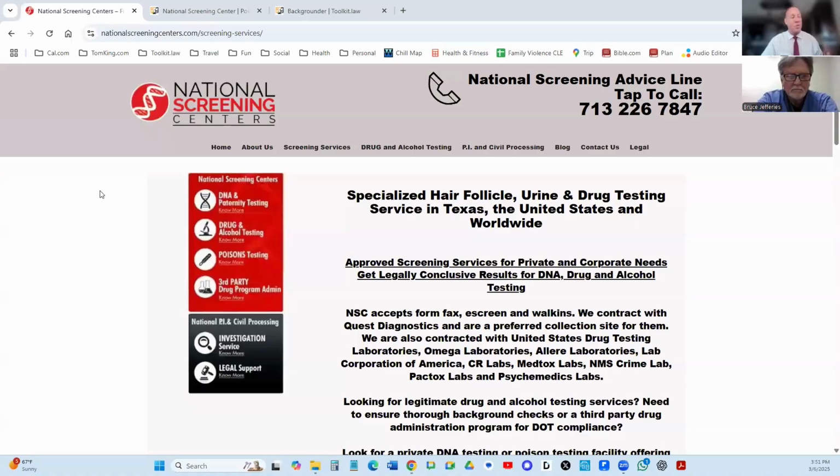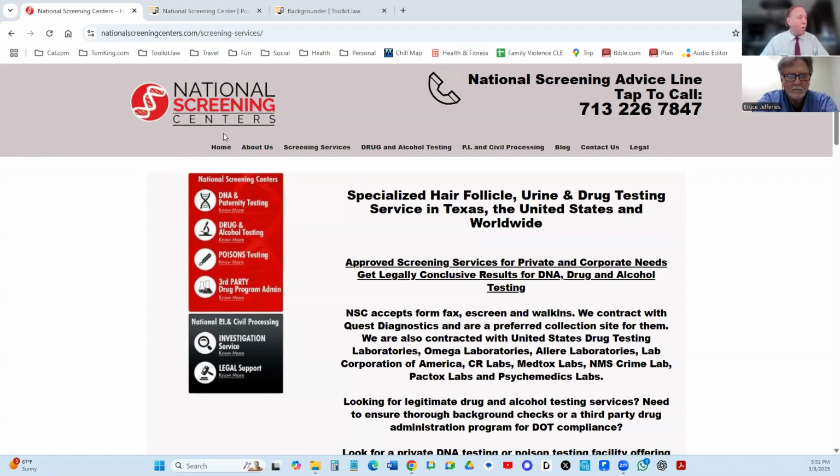I'm here with Bruce Jefferies, the owner of National Screening Centers and the company that does all of our testing at Toolkit.law for the 6 continents we serve. Well, I guess we could do a 7th continent, but for the 80 plus countries with English-based legal systems.